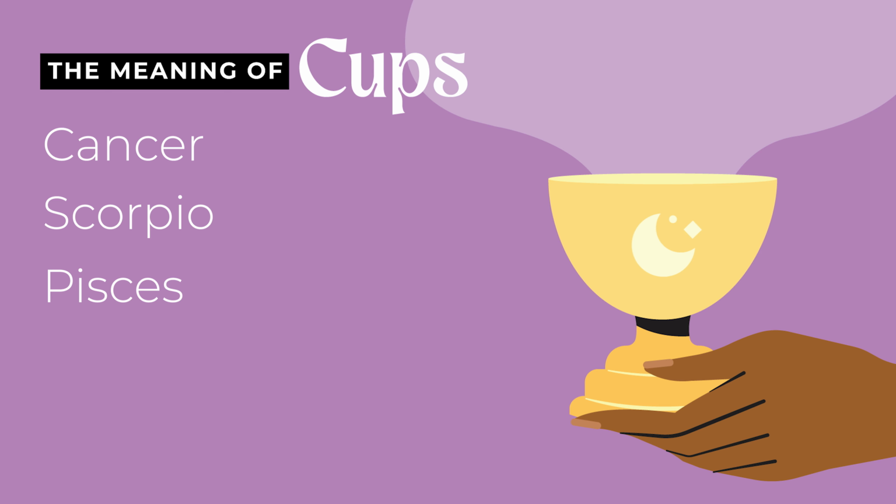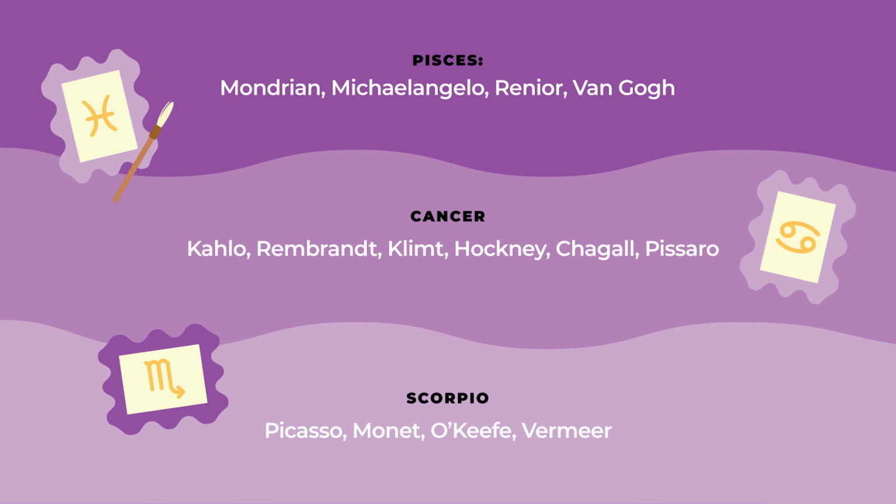Many artists are. Some examples of famous artists include Pisces artists such as Mondrian, Michelangelo, Renoir, and Van Gogh. Cancer artists including Kahlo, Rembrandt, Klimt, Hockney, Chagall, and Pissarro. And Scorpio-based artists including Picasso, Monet, O'Keeffe, and Vermeer.